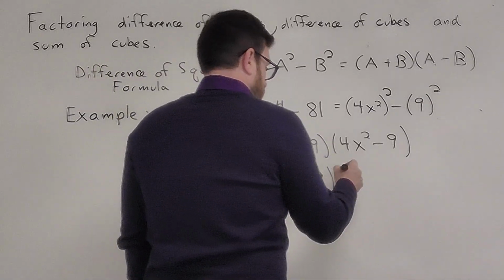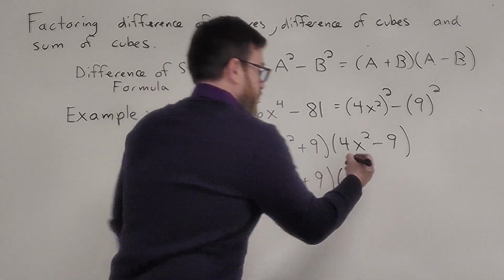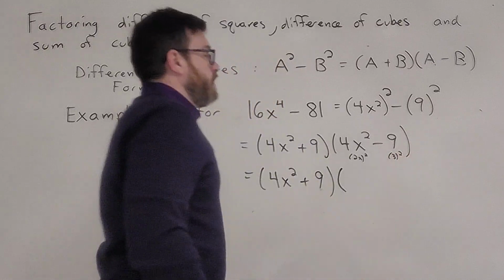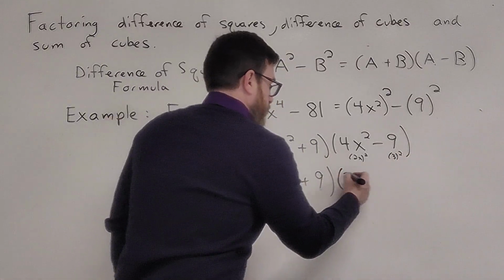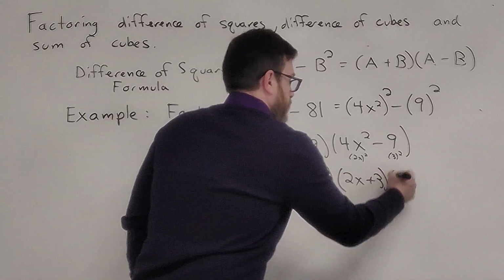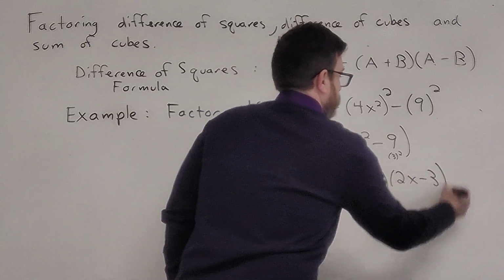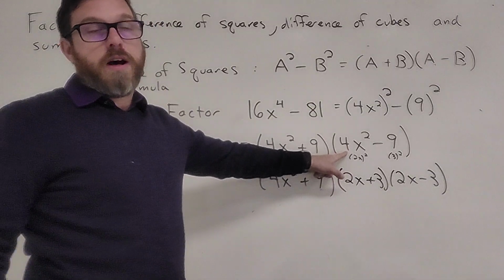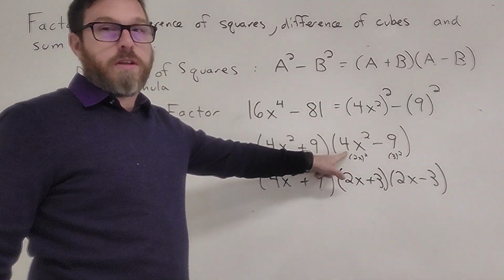Now again, this is a difference of squares. This is a 2x squared. This is a 3 squared. So this is going to be 2x plus 3 times 2x minus 3. So you just had an extra step in it because your resultant second binomial was a difference of squares.